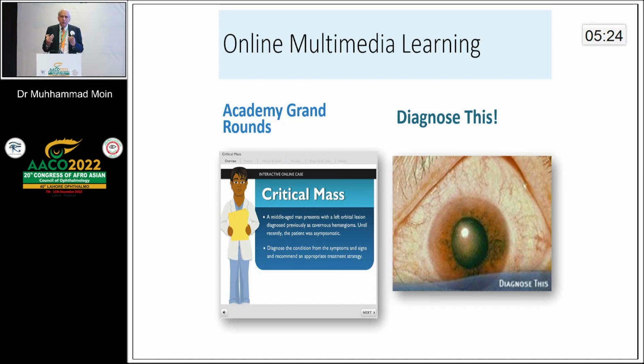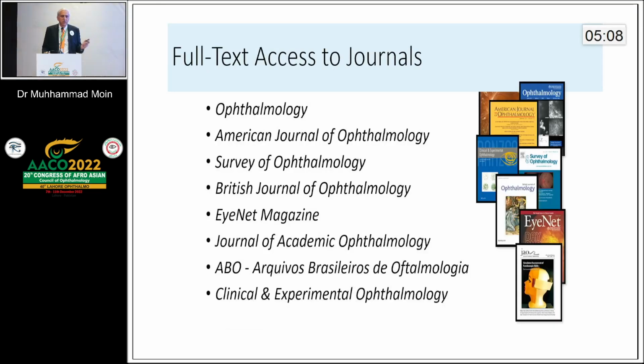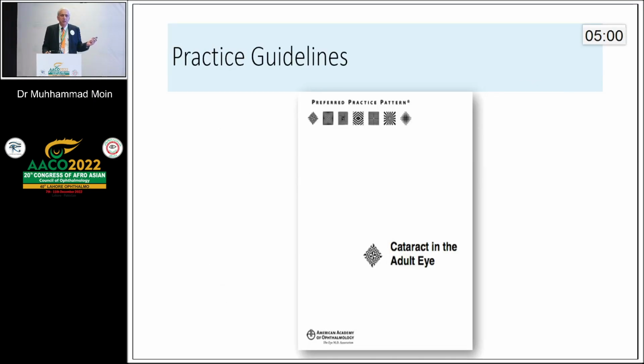Because you want the information to come in smaller chunks. When you have information overload, you tend to get tired and sort of get off what you're learning. So then there are 1,000 videos and podcasts. You can see the masterclass in corneal transplant surgery. Then full text access journals are available online on One Network. And practice guidelines: what is the best practice guideline for cataract surgery, for retina surgery, for glaucoma diagnosis and management.